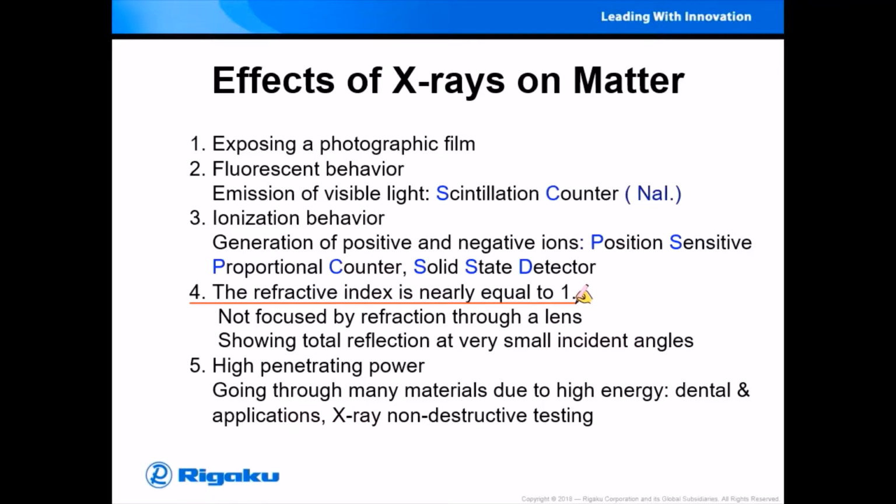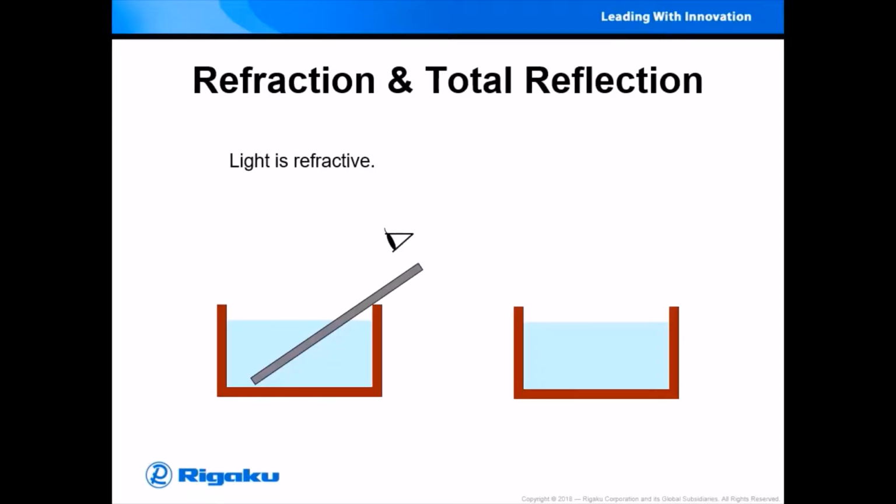The refractive index of X-rays is nearly equal to 1. Therefore, X-rays cannot be focused by refraction. Visible light refracts at the interface of materials different in density. This is why a straight bar seems to be bent at the interface between air and water. In contrast, X-rays travel straight without refraction even at the interface of two materials different in density.